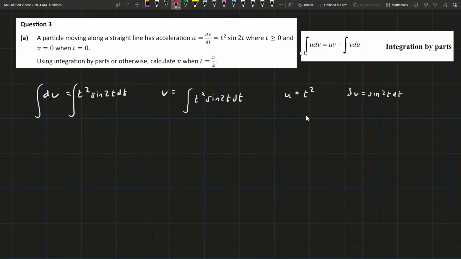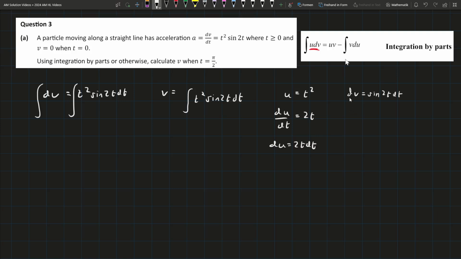Again, if you're wondering why we're doing this, that's so we can sub into this formula so that we have a u and we have a dv, and then we can calculate the answer by subbing in. So in here we have a v and we also have a du, so we need to get those. We can get du by taking the derivative of u to be 2t, which means that du is just going to be 2t dt.